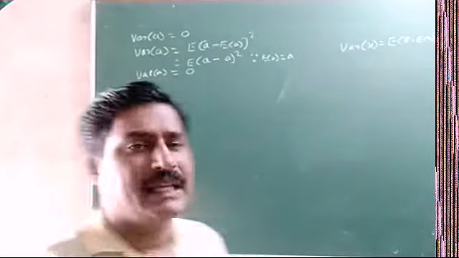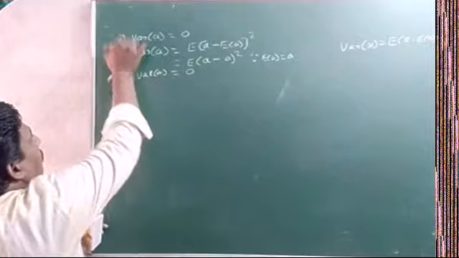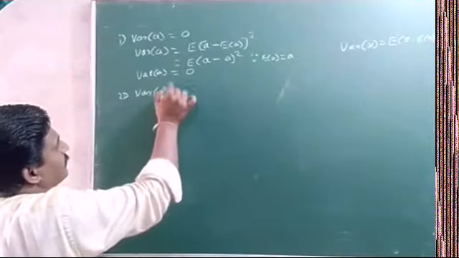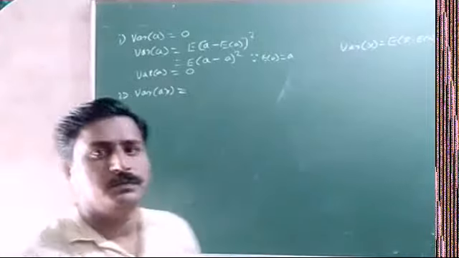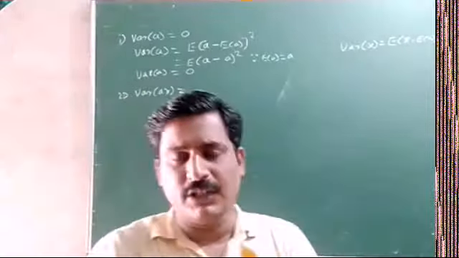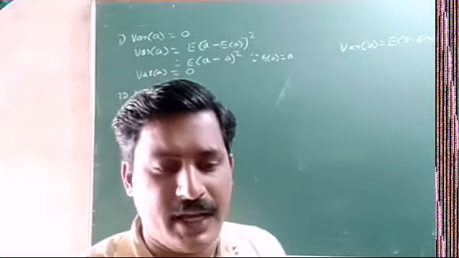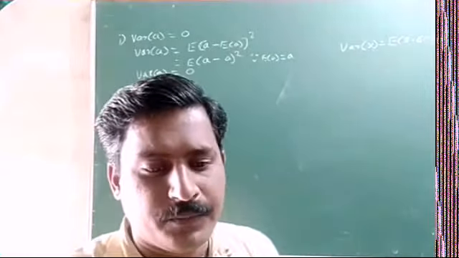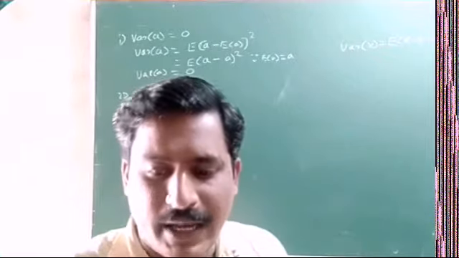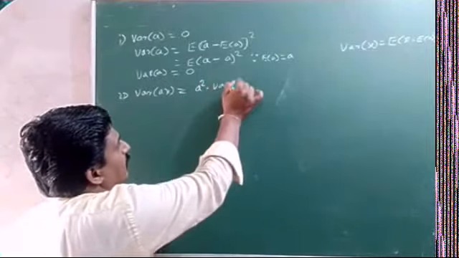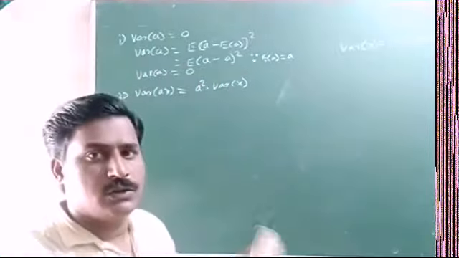Now the second one is variance of AX. Variance of A is equal to 0. Now variance of A into X, we get A square into variance of X. A square into variance of X. So now we have to prove this.